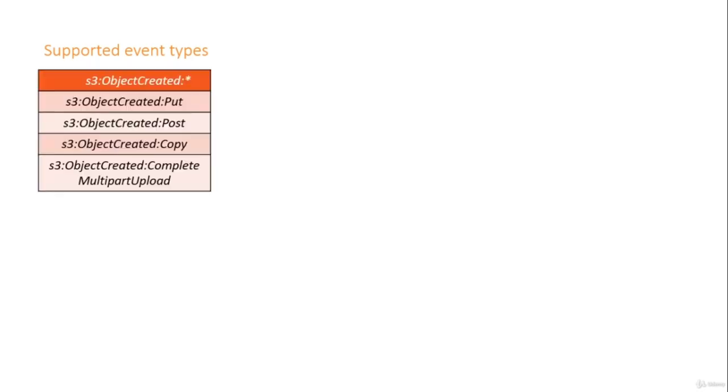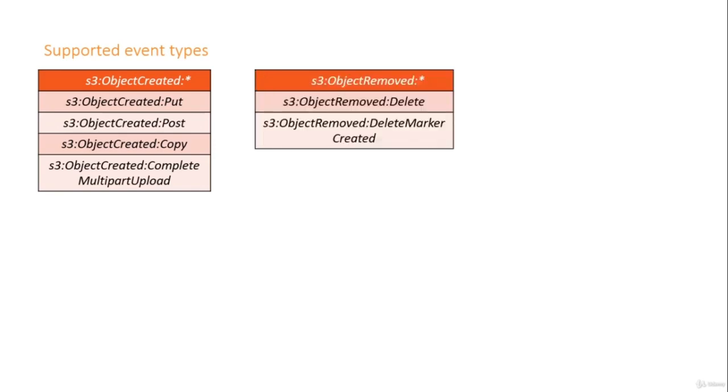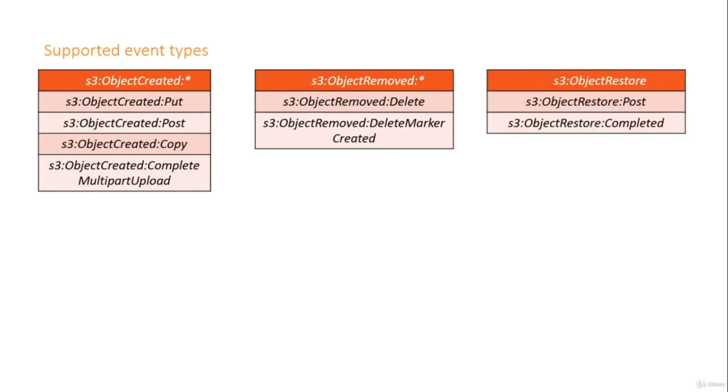Let's see supported event types for notifications. At first, for object creation, the Amazon S3 API supports put, post and copy to create an object. We can enable notification when an object is created using a specific API. Then we have object removed. By using object removed event types, we can enable notification when an object or a batch of objects is removed from a bucket.